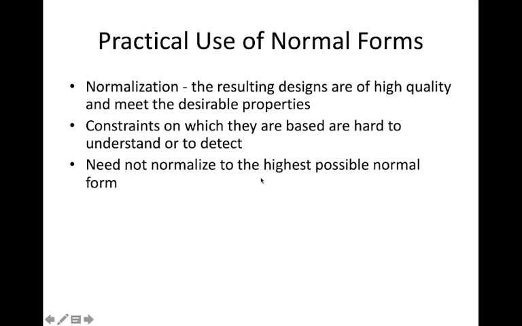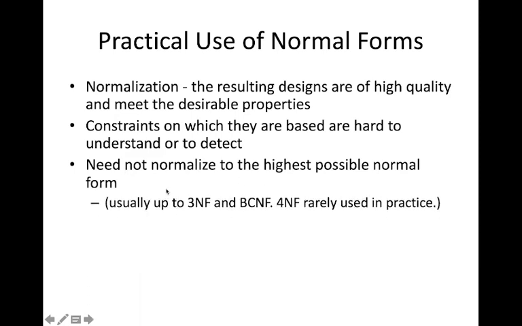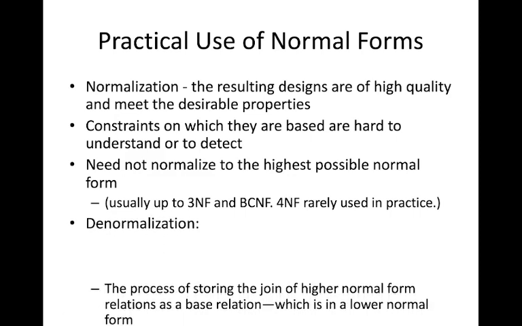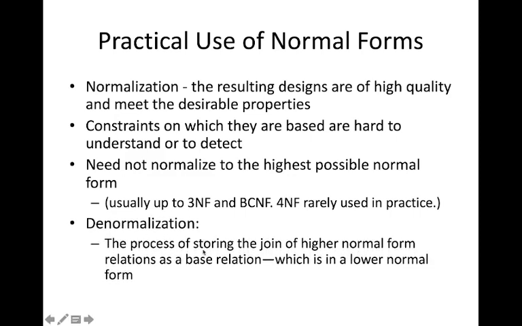We need not normalize to the highest possible normal form. Usually we will be normalizing up to third normal form or sometimes up to BCNF. There are other normal forms also, fourth normal form and fifth normal form, but in your syllabus you have to learn only up to BCNF. We need not learn fourth or fifth normal form. Denormalization is the process of storing the join of higher normal form relations as a base relation which is in a lower normal form. When we try to reverse the normalization process, we call it denormalization.